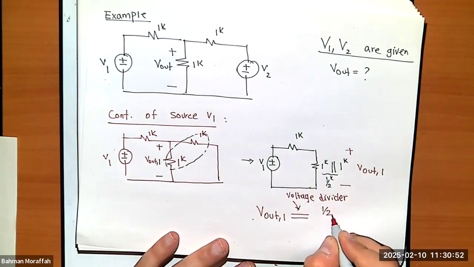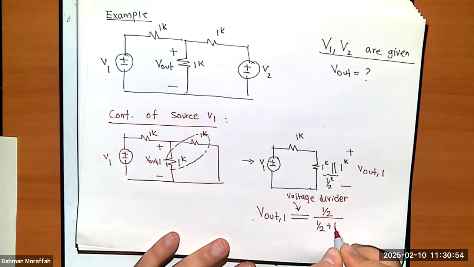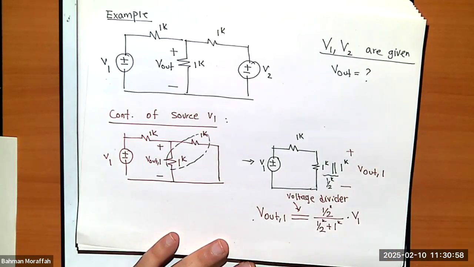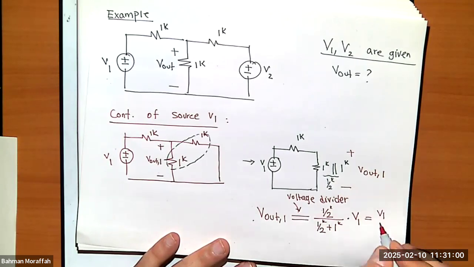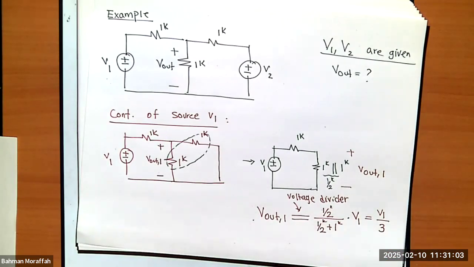So it's proportional to the value of the resistance divided by the whole thing times V1. This is 1/3, so it's V1 over 3. Right?